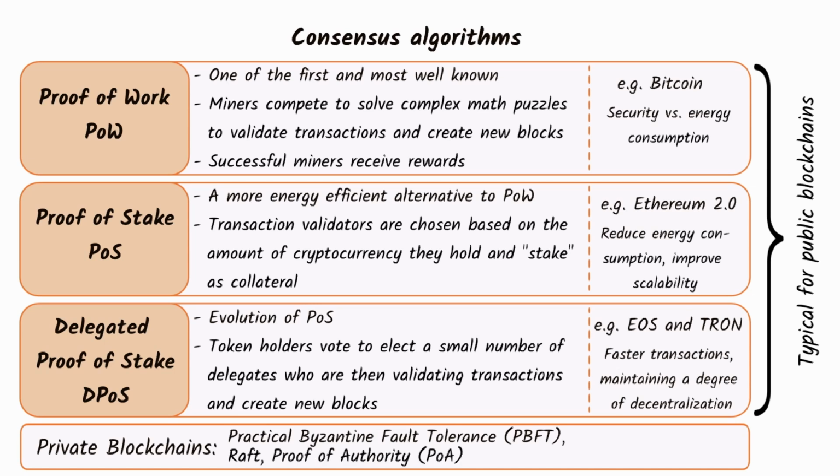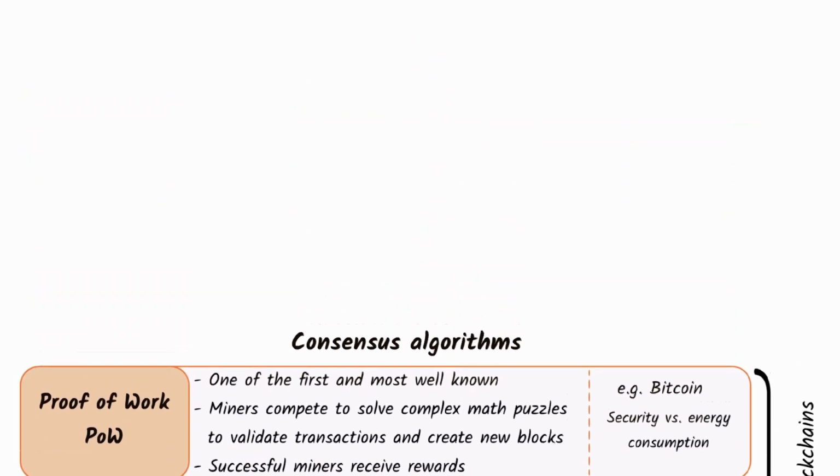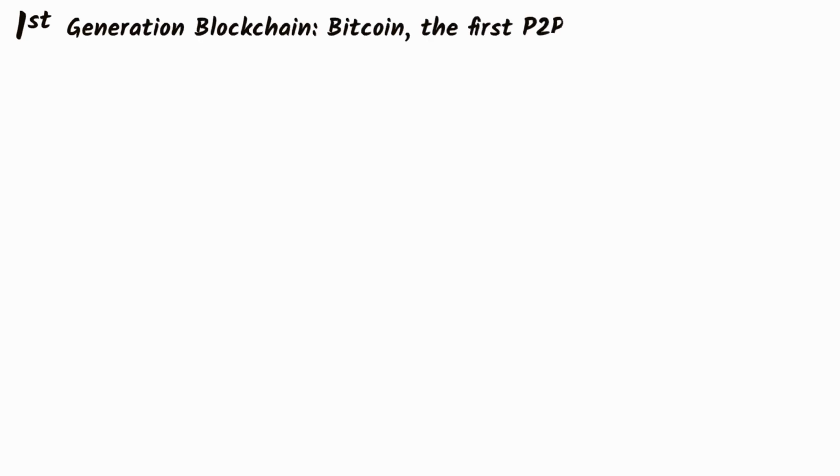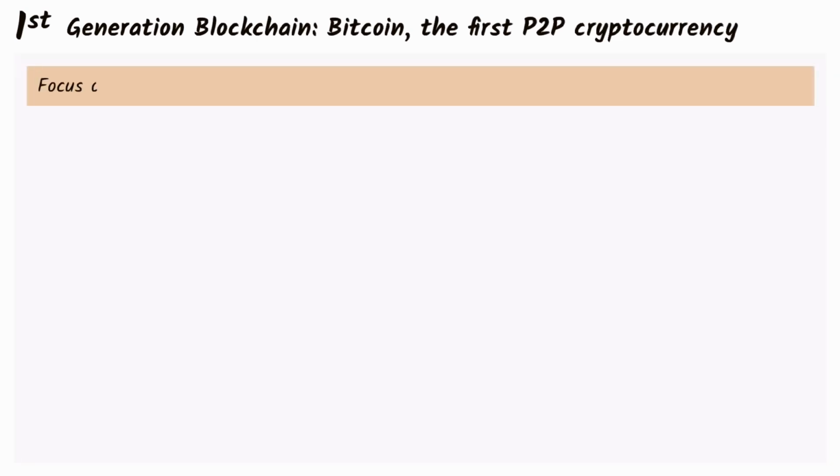Now you and Lisa are familiar with consensus algorithms to understand the following. Let's have a look at blockchain generations. First generation blockchain. Bitcoin, the first P2P cryptocurrency. Our journey begins in 2009 with the release of Bitcoin by Satoshi Nakamoto.